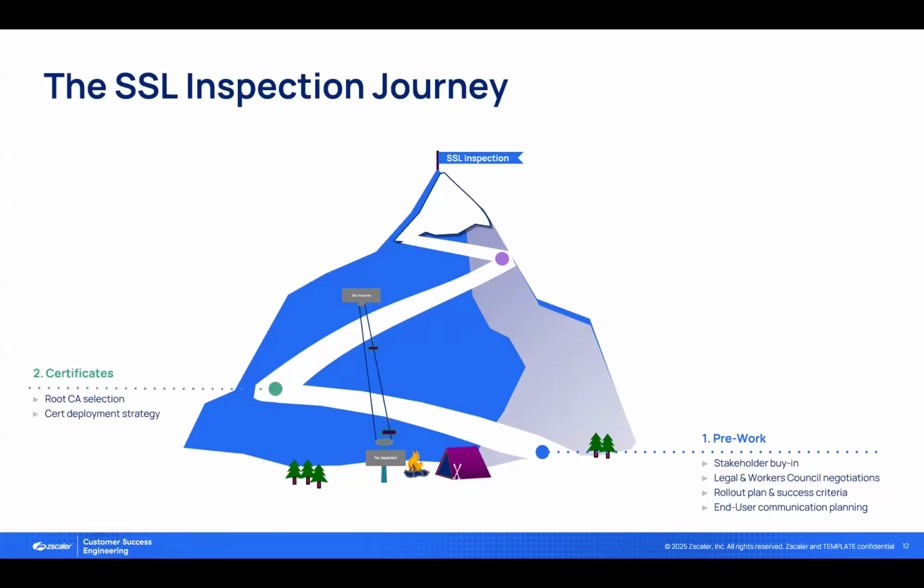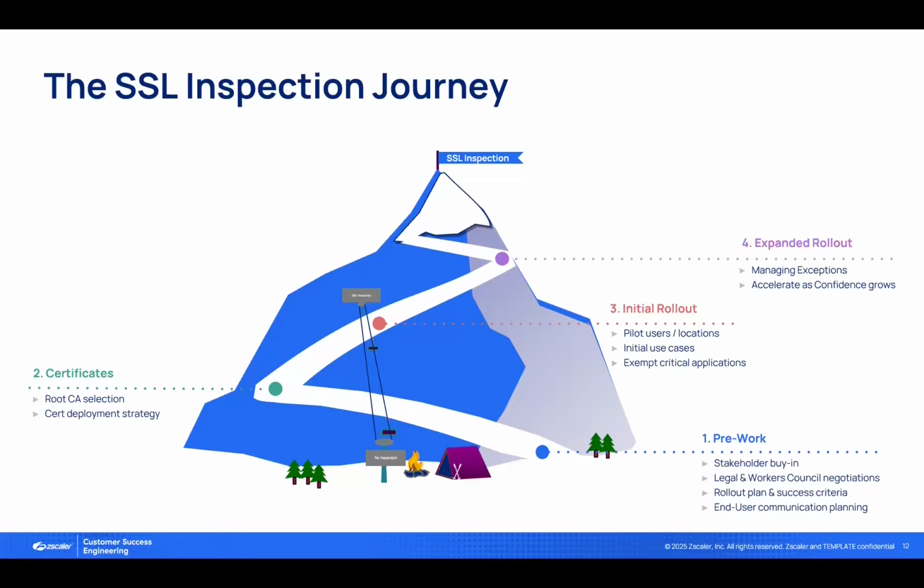Next, you should work on your certificates. This includes root certificate authority selection and your deployment strategy for certificates. Then you generally want to do the initial rollout. You'll pick pilot users and locations, identify initial use cases, and exempt critical applications. From this, you'll expand your rollout, managing exceptions as they pop up, and accelerating as confidence grows.